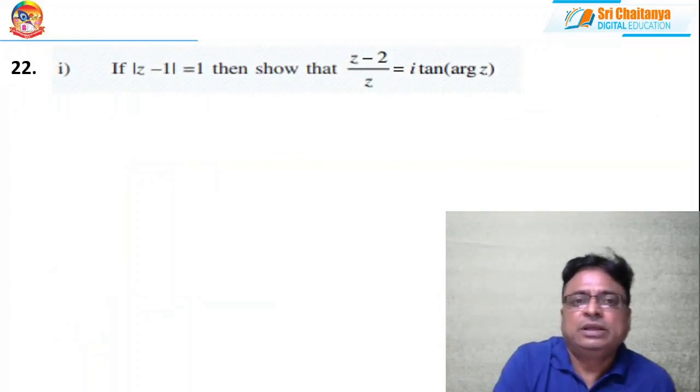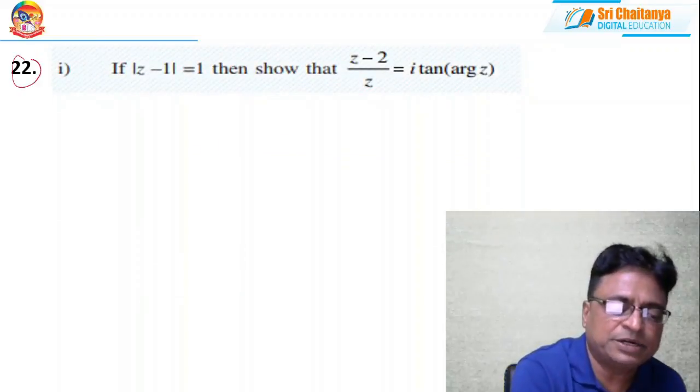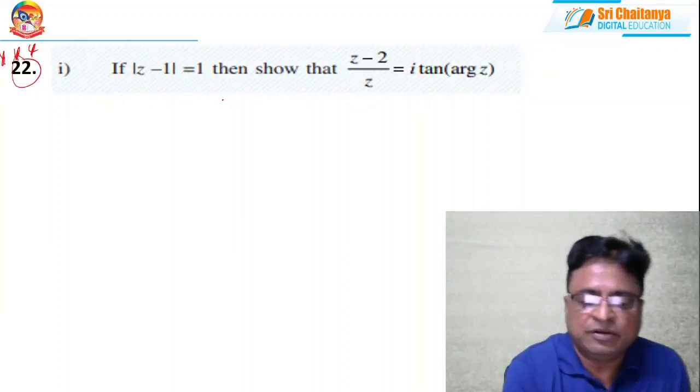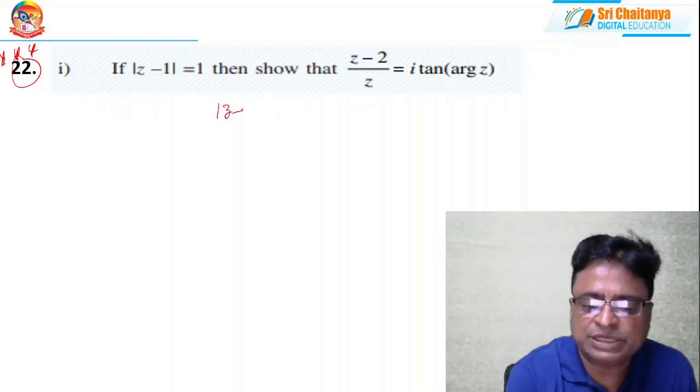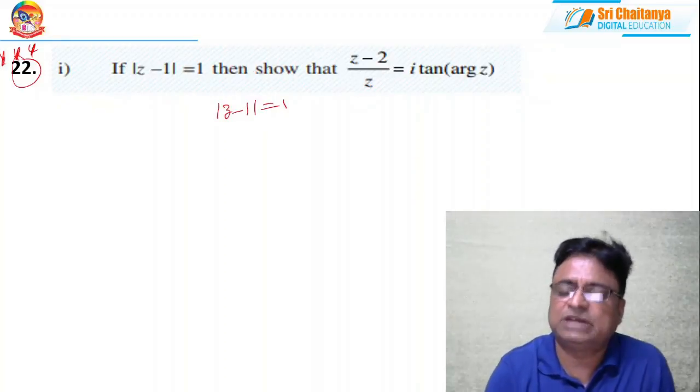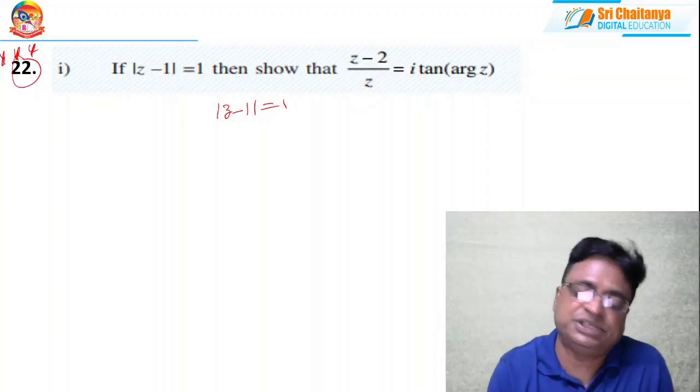Now coming to the 22nd problem. This is also again another important model for competitive examinations, especially in complex numbers. Whenever mod Z minus 1 is equal to 1 is given, then show that (Z minus 2) by Z is equal to i tan (arg Z).